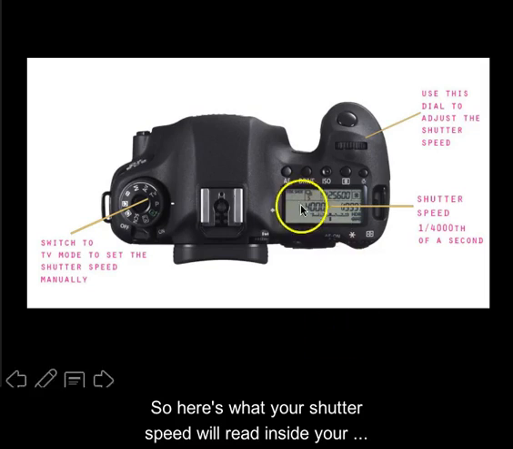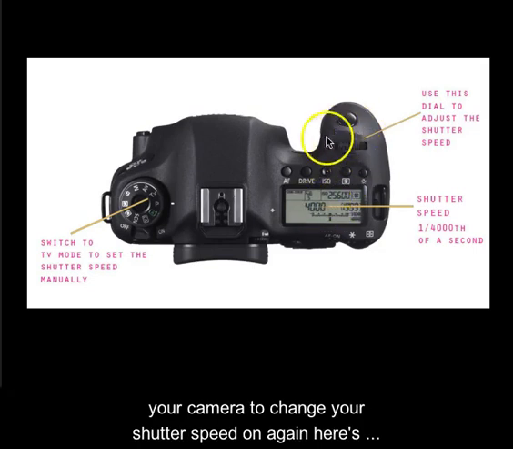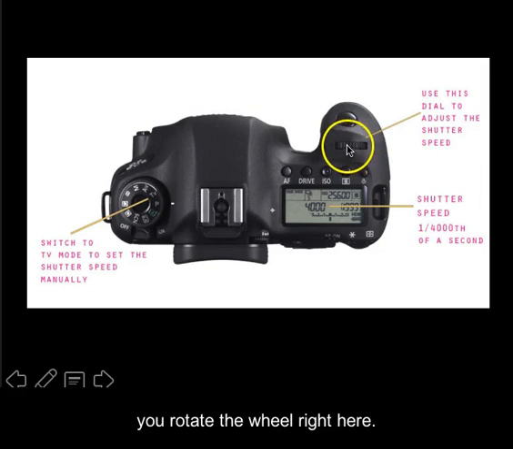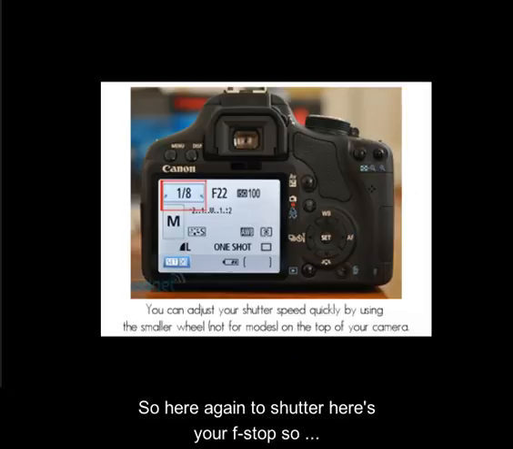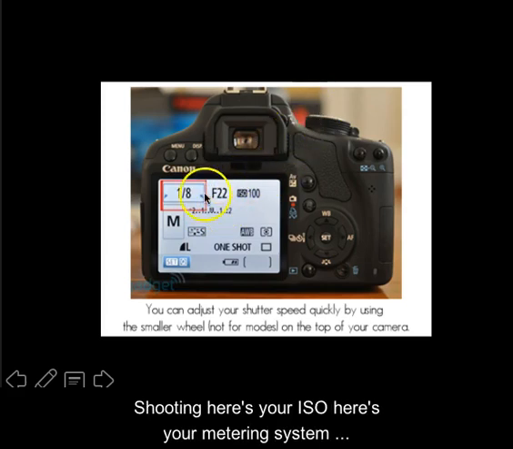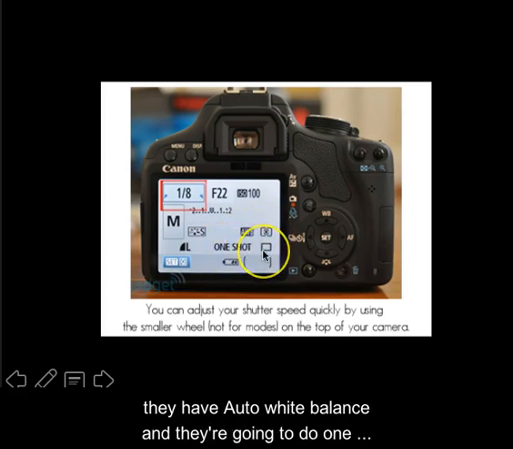So here's where your shutter speed will read inside your camera. You would adjust this little wheel on the front of your camera to change your shutter speed. And again, here's where your ISO would change. You would hold that down and rotate the wheel right here. So here again is your shutter. Here's your f-stop. So everything would be sharp in whatever frame they're shooting. Here's your ISO. Here's your metering system. Here's where your metering grid is inside your camera. They have auto white balance, and they're going to do one shot at a time.